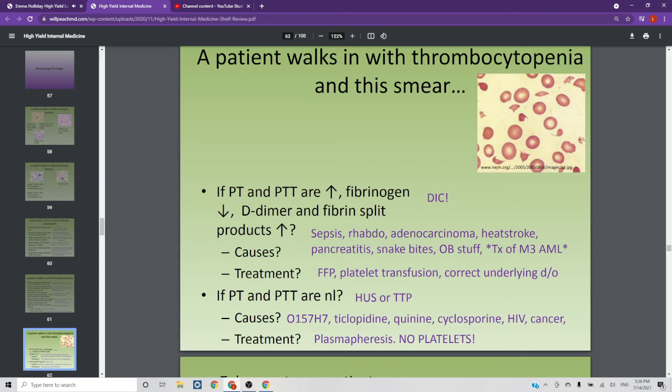Sepsis, right? LPS from gram-negative sepsis, some OB stuff, some other things. Oh, when you treat M3 AML, remember that? The hour rods, that causes DIC. Snake bites. Don't get bit by a snake. Okay, so there's some of the causes.